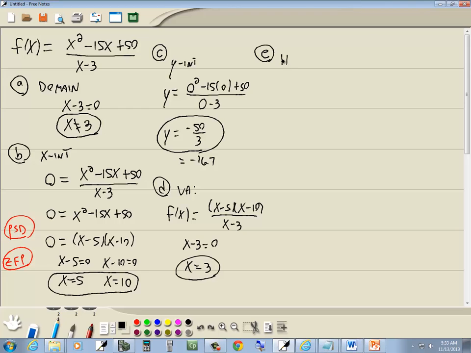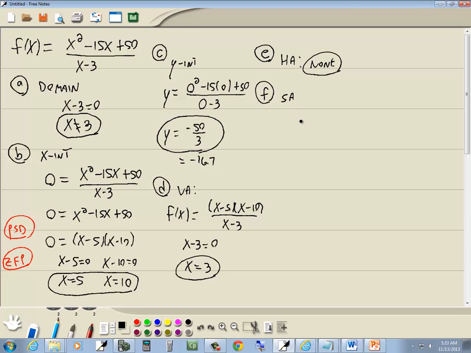Now E is our horizontal asymptote. If we take a look at the degree, the largest power of x, the degree of the top is 2, degree of the bottom is 1. If your degree of the top is larger than the bottom, then there is no horizontal asymptote. Slant asymptote: if your degree of the top is exactly 1 larger than the bottom, that's when you have a slant asymptote. Well, that's the case here. Degree of the top is 2, degree of the bottom is 1. Degree of the top is exactly 1 larger.